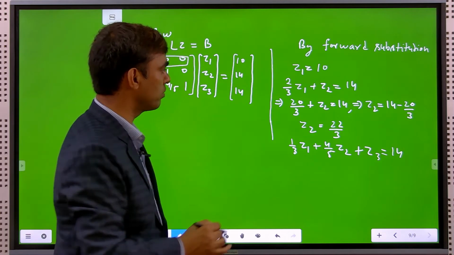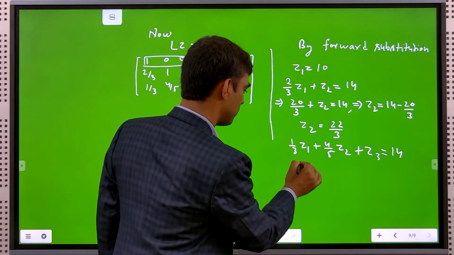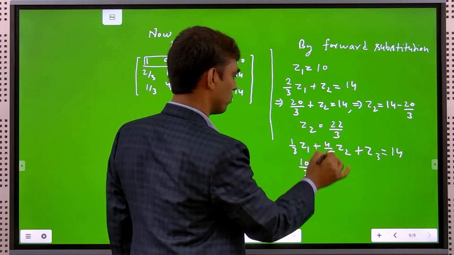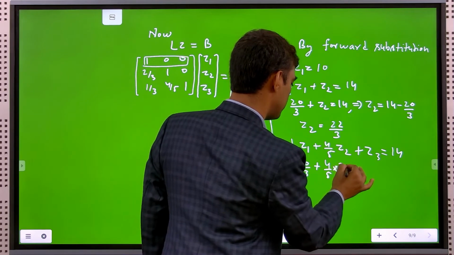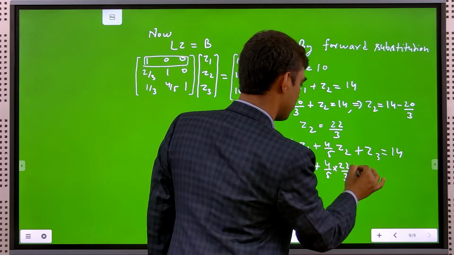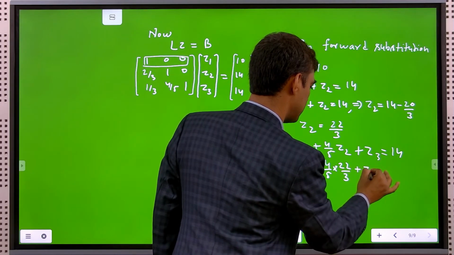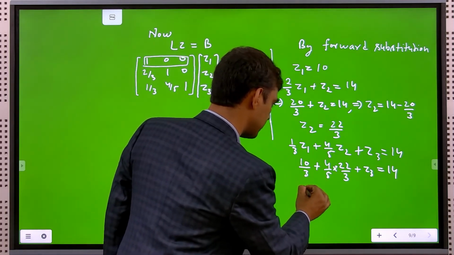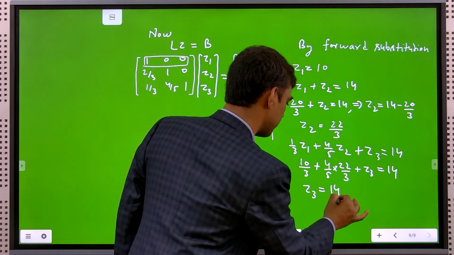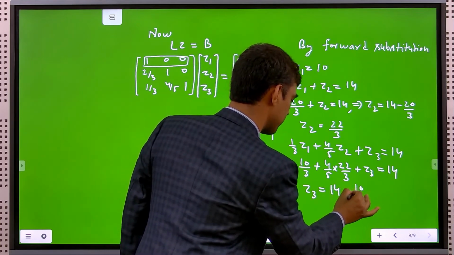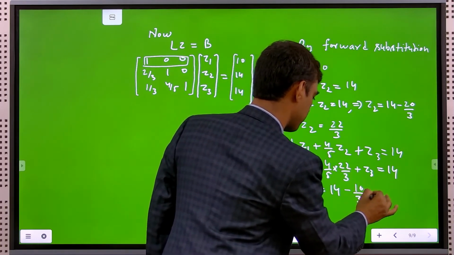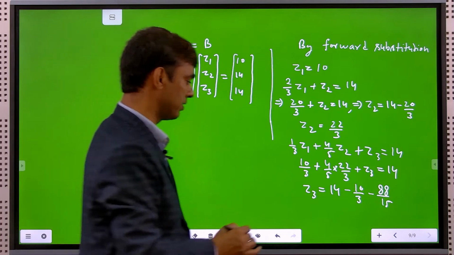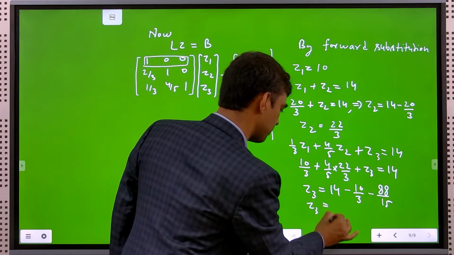Now we put in the values of Z1 and Z2. The value of Z1 is 10, so this becomes 10 by 3 plus 4 by 5 Z2. What is the value of Z2? Z2 is 22 by 3, plus Z3 equals 14. Now, what is the value of Z3? Z3 becomes 14 minus 10 by 3 minus 88 by 15.